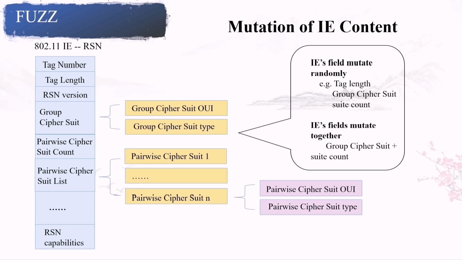Lastly, we'll talk about mutation of information element content. Take the RSN information element as an example. We can see that an information element is composed of various fields. We set the group cipher OUI to a random value and give the pairwise cipher suite type a random value. So this information element becomes abnormal.